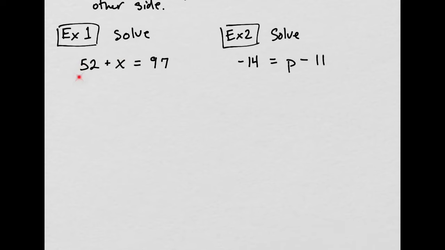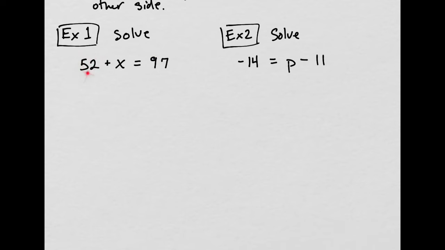So over here, I'm trying to get the variable all by itself, and I need to undo anything that's next to the variable. I only pay attention to numbers that are close to the variable on the same side of the equal sign. So the 97 is on one side, the x plus 52 is on the other side. Here's the variable. I want to get this to one side. Currently it's on the left side. So I want to get the numbers over to the other side.